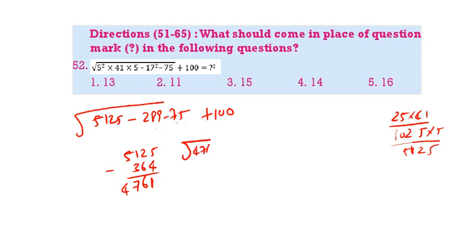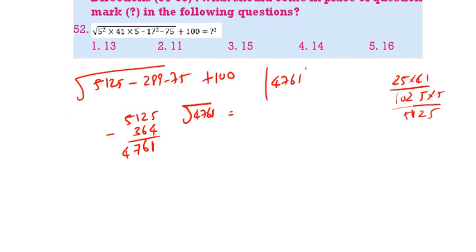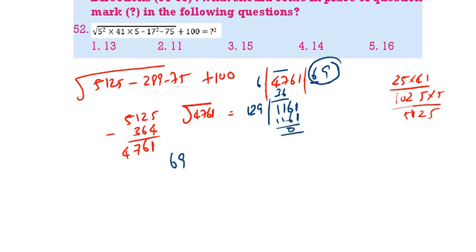So what is root of 4761? For that you have to find root value. This is how we should find root value. First 6 into 6, 36, then 1161. Here if I am writing 6, double 12, 129 into 9, 9 nines 81, 26, 1161. So 69 is the square root. 69 plus 100 is 169. 169 x square, x value is 13. 13 is the correct answer. Option 1. Next question.